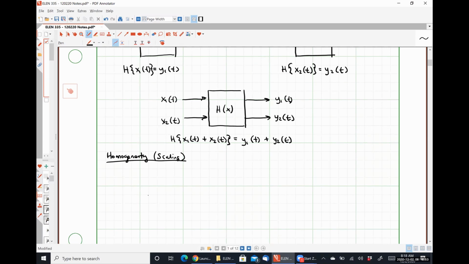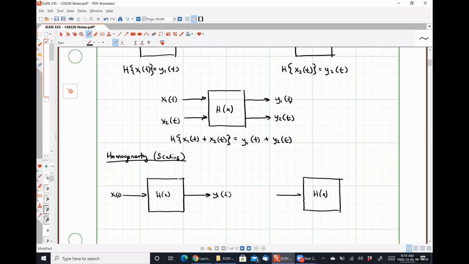So if I have my black box network, I apply an input x1 of t, I get an output y1 of t. If I take that same black box network and I apply an input alpha x1 of t, if it obeys the homogeneity property, then my output should simply be alpha y1 of t.